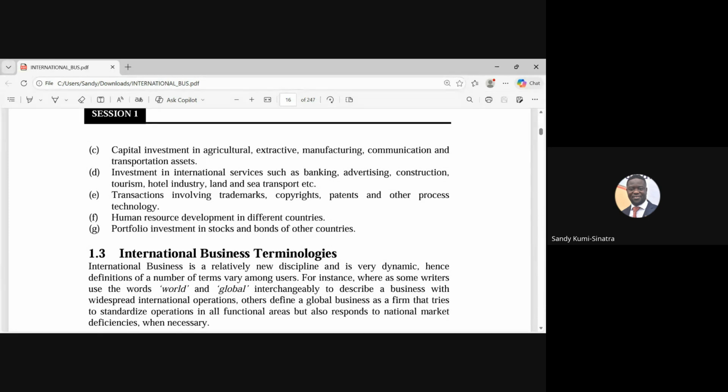Then we have investment in international services, such as banks, advertisement, construction, tourism, hotel industry, land and sea transport, and etc. I believe you know that there are a lot of banks that are operating in Ghana, but they are not of Ghana origin. So, a typical example, we have ABSA. ABSA is all the way from the United Kingdom.